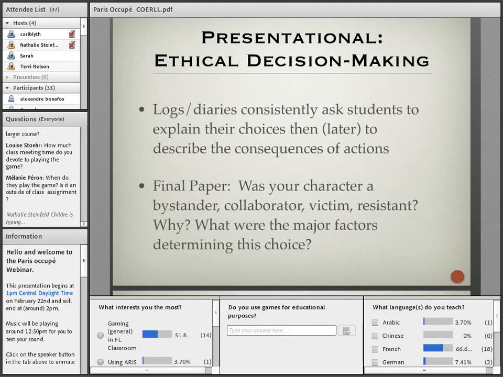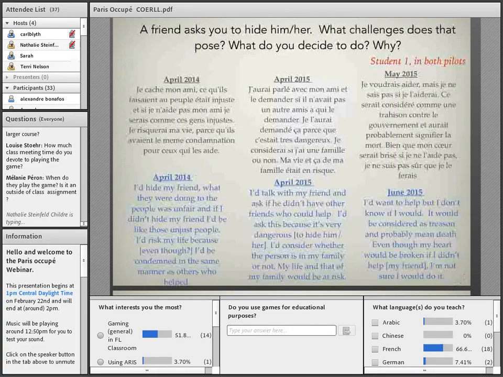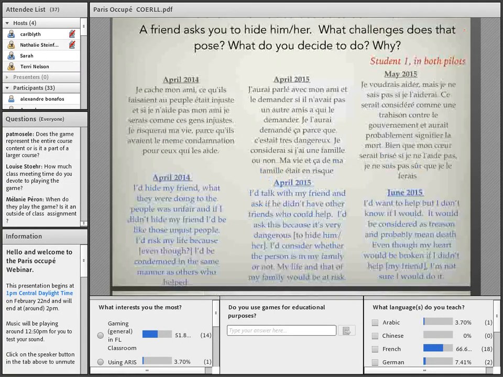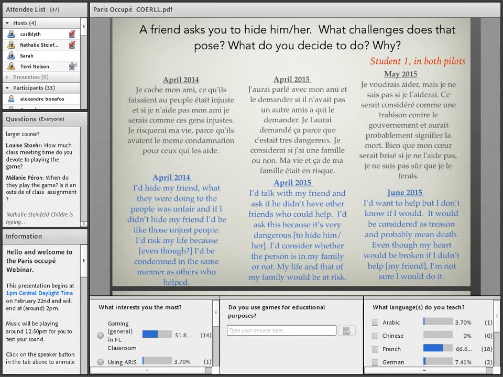Presentational. The students were consistently asked to explain their choices and describe the consequences of their actions. Their final paper was to tell me whether they thought their character was a bystander, collaborator, victim, or resistant, and why. So here's a question that I asked fairly regularly. Let's see if I can get that to students. And they never seemed to notice that I was asking them this question over and over.